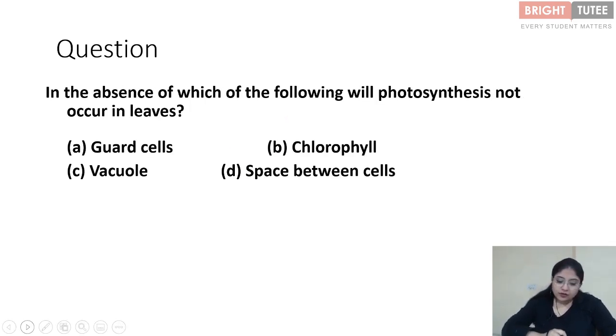In the absence of which of the following will photosynthesis not occur in leaves? So we know that in the absence of chlorophyll, photosynthesis will not occur because this is the pigment which helps in capturing the sunlight.